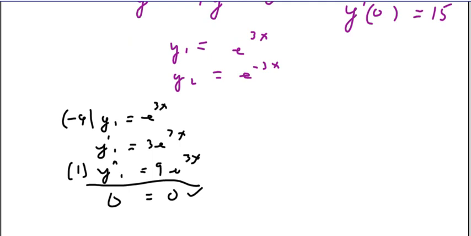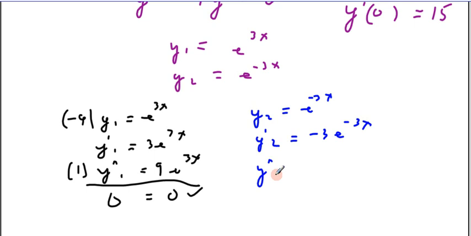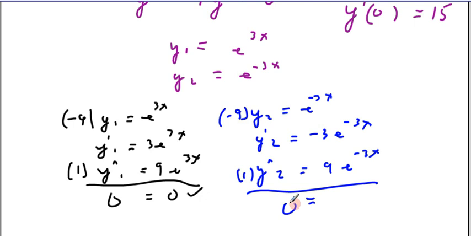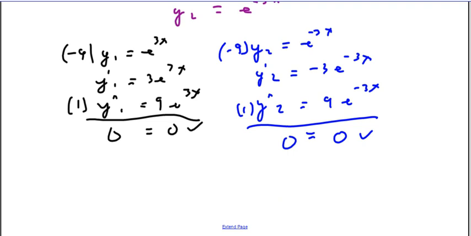y2 is equal to e to the minus 3x. y prime 2 is equal to minus 3e to the minus 3x. y double prime 2 is 9e to the minus 3x. I want one of those guys, minus 9 of those, and I'm supposed to get 0. 9 minus 9 is 0. Check. So those are both solutions.